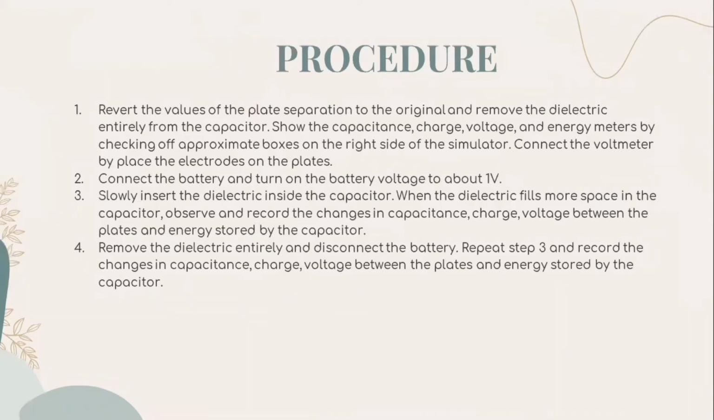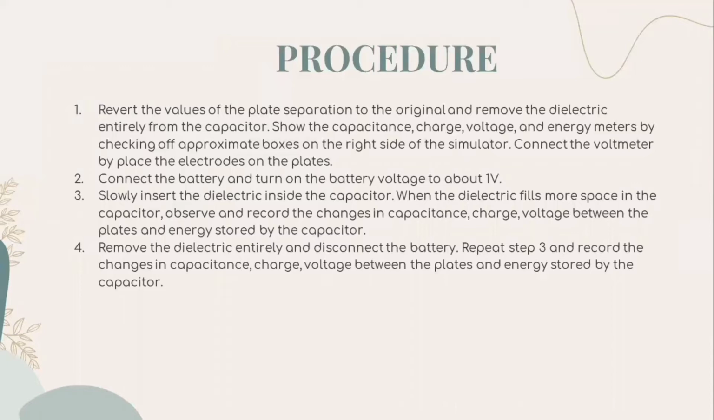This experiment starts with reverting the value of the plate separation to the original and removing the dielectric entirely from the capacitor. Show the capacitance, charge, voltage, and energy meters by ticking the appropriate boxes on the right side of the simulator. Connect the voltmeter by placing the electrodes on the plates. Connect the battery and turn the battery voltage to about 1 volt. Slowly insert the dielectric inside the capacitor.